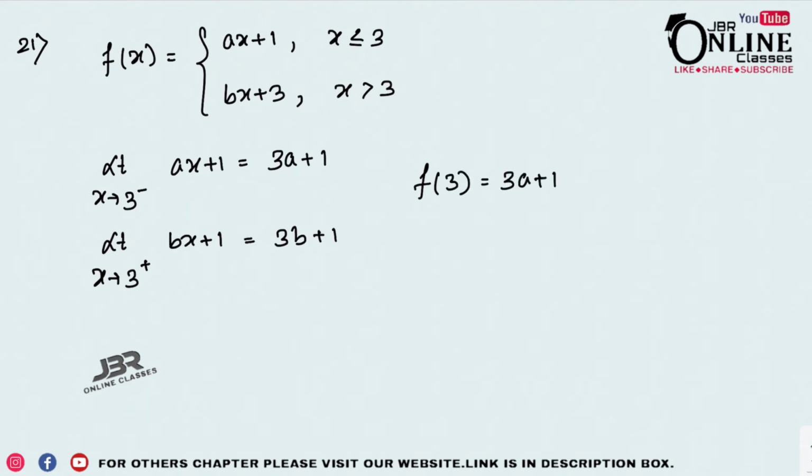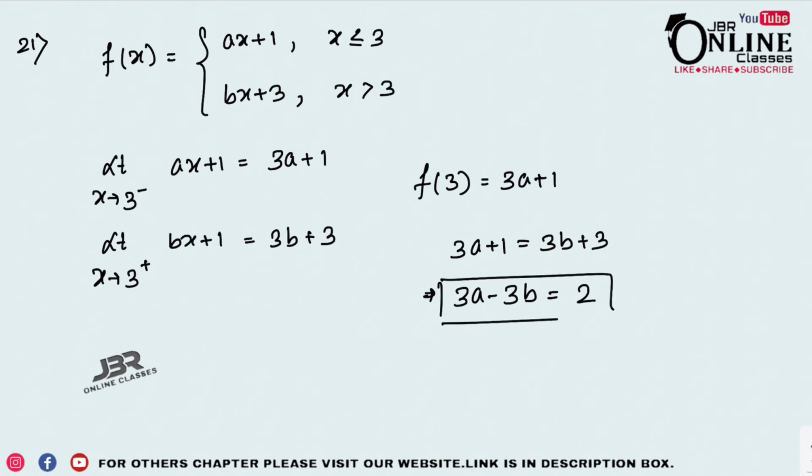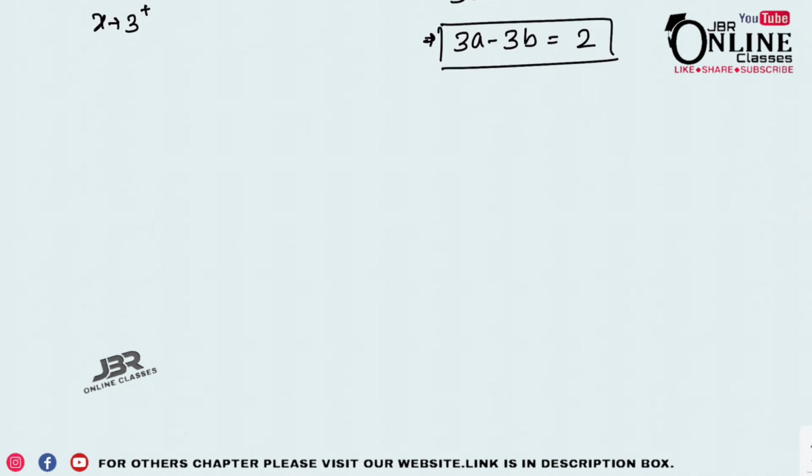So as the given function is continuous at x equal to 3, definitely 3a plus 1 is equal to 3b plus 3. Okay, 3b plus 3, not the 1. So from this one, 3a minus 3b equals 2. This is the relationship between a and b when the function is continuous at x equal to 3. Clear?